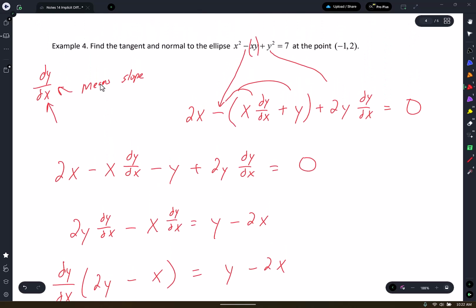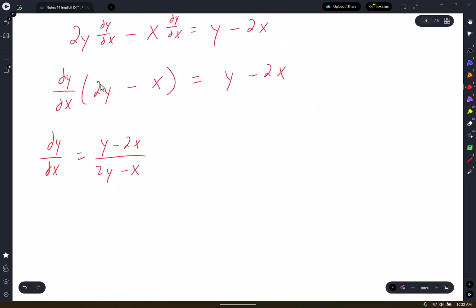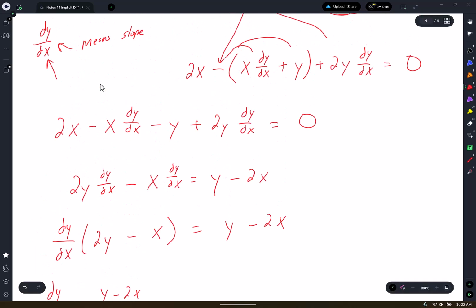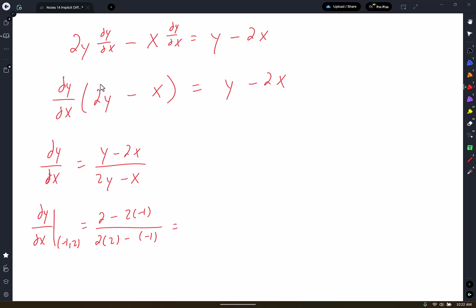All right, I'm going to plug in what point? Negative 1, 2. So dy/dx evaluated at (negative 1, 2) equals 2 minus 2 times negative 1, over 2 times 2 minus a negative 1. So let's see what we got. 2 plus 2, 4. And then 4 plus 1, 5.